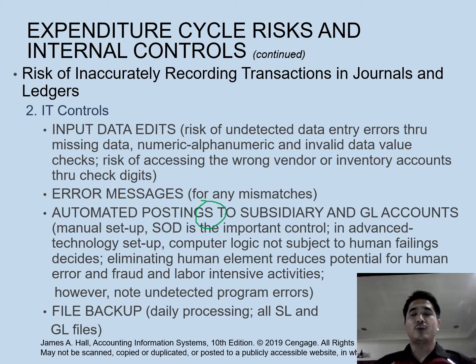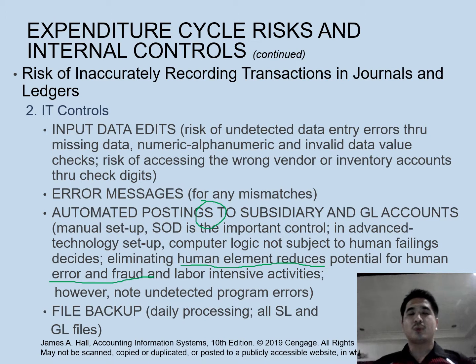If you automate the process, the computer program does the tasks. And the good thing about computer programs is that they are not influenced by situational pressures nor ethical standards. So if you automate, this will eliminate the human element mentioned here. It reduces the potential for error and fraudulent transactions made by human beings, not to mention the less labor-intensive activities.